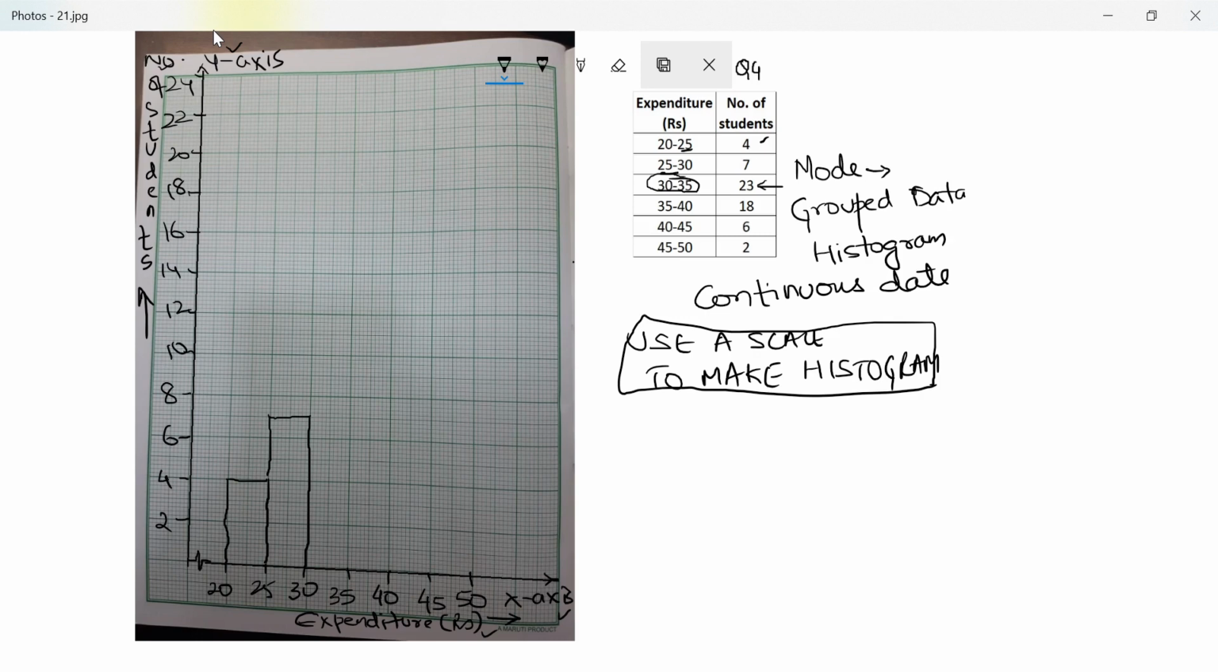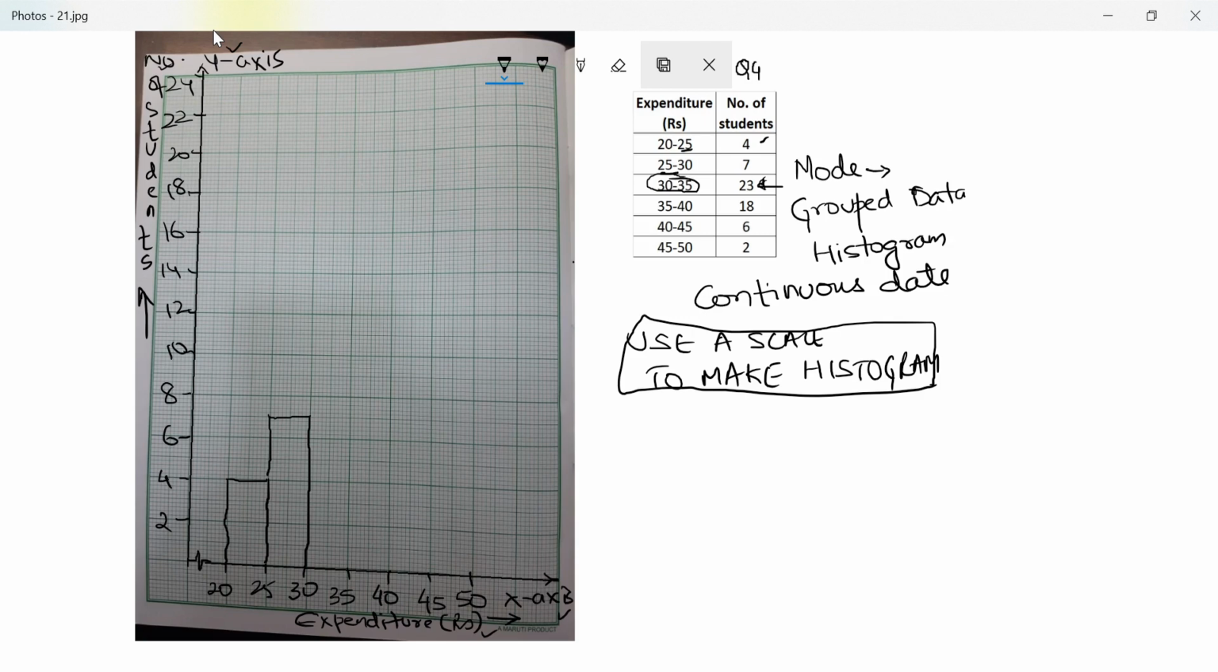Like for example, for median, we created an ogive when we had grouped data. When we have grouped data and we need to calculate mode, we create a histogram, because this clearly is my maximum frequency. So my mode has to lie somewhere between 30 and 35. But where does it lie? Does it lie closer to 30 or closer to 35? I don't know. That's the reason why we have to estimate.